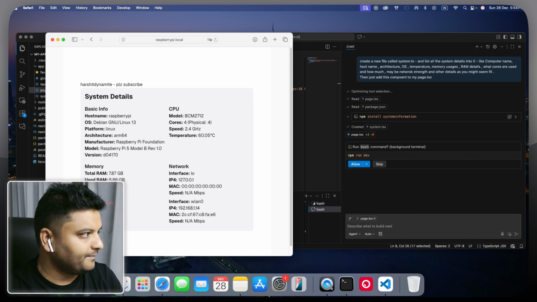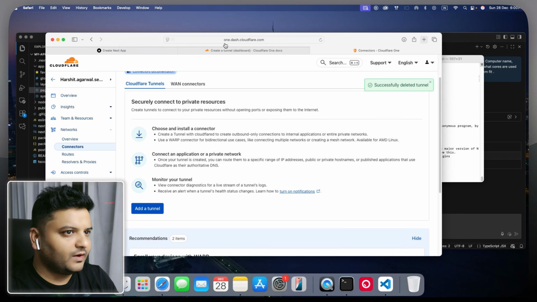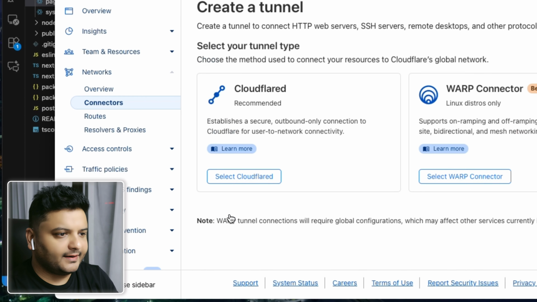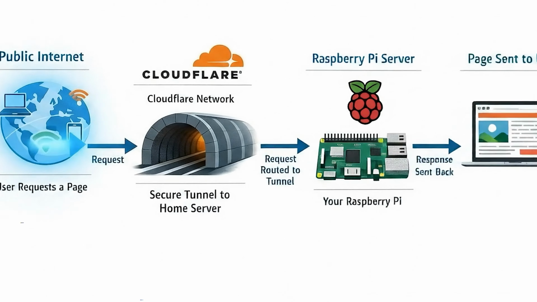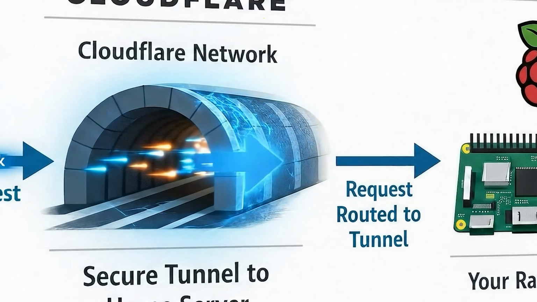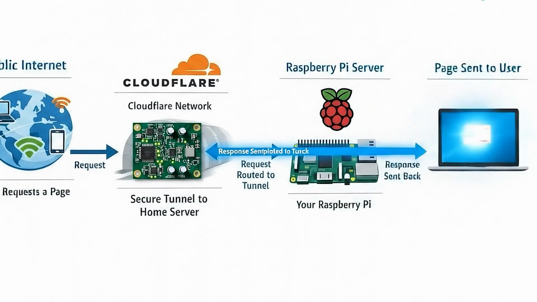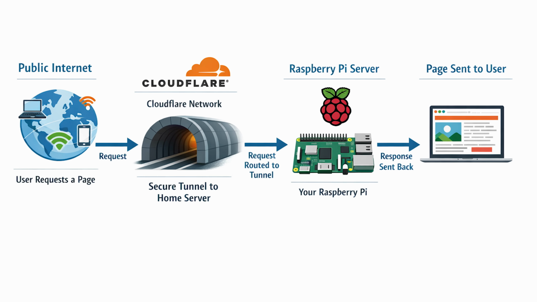Let's look into that. Okay, so I'm going to come to one.dash.cloudflare.com under network connectors. I'm going to add a tunnel. Now, how this works is my Raspberry Pi is hosting a website. I'm going to use this Cloudflare tunnel to route internet traffic to this website. So every time someone requests my website, it goes to Cloudflare, and then Cloudflare is going to use a tunnel to provide my website to the general public.